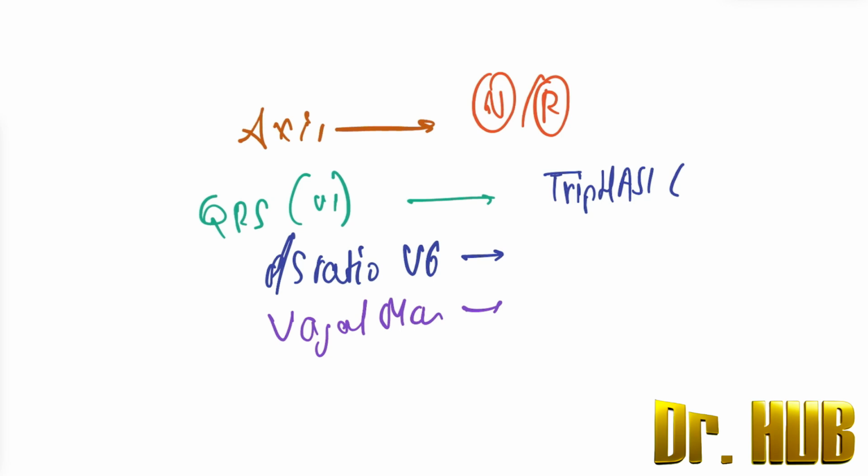How is the RS ratio in V6? The RS ratio was less than 1 in VT. Here it is going to be greater than 1. Vagal maneuvers in VT had no effect. Here it will slow the rhythm, and there is also presence of termination.